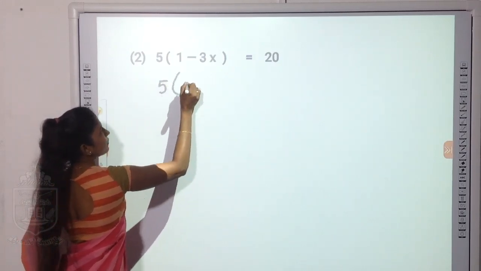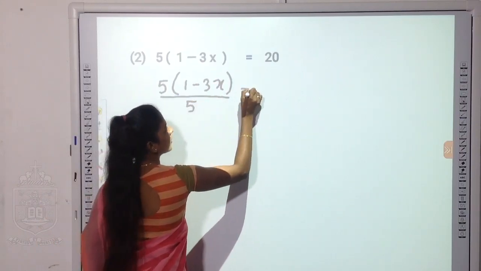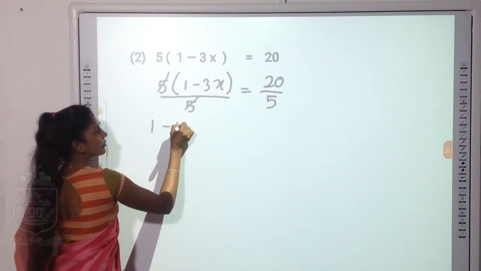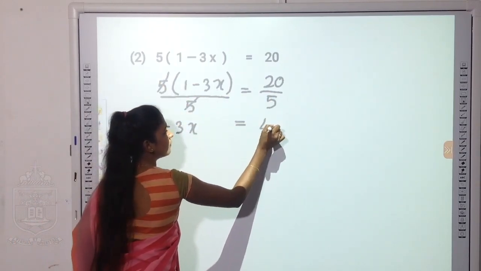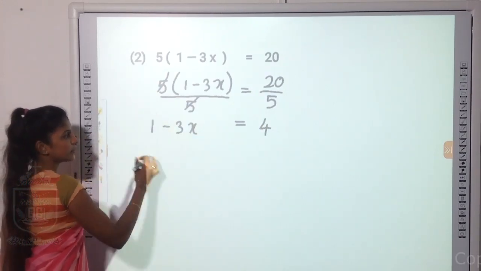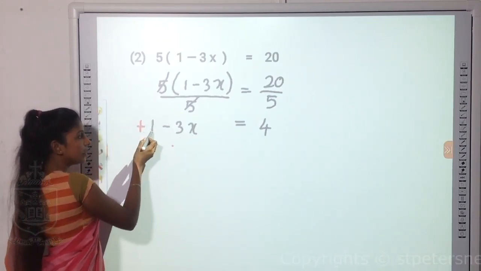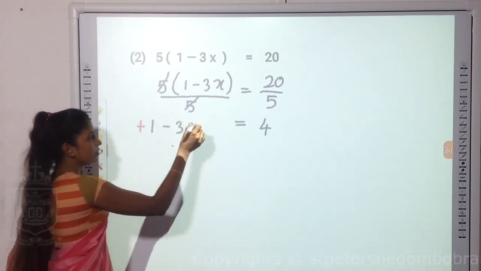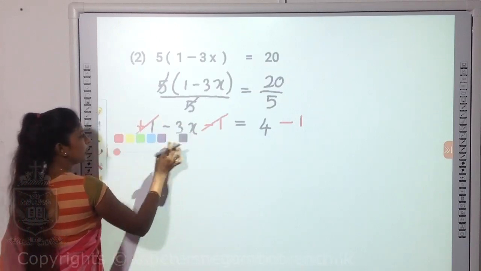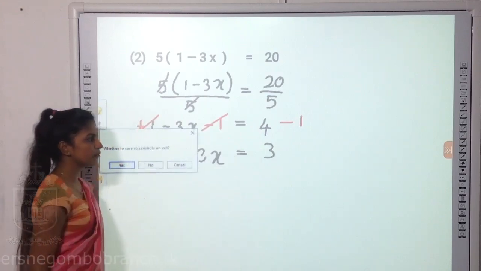Okay, here you have 5 times 1 minus 3x over 5, right? And then you have only 1 minus 3x in the equation, and here you have 4. Right, our next step is to remove this 1 from the expression on the left side. Now this is minus 3x and the sign of 1 is plus. So in order to remove 1, we can subtract 1 from both sides. So what is remaining? Minus 3x equals 4 minus 1, answer is 3.